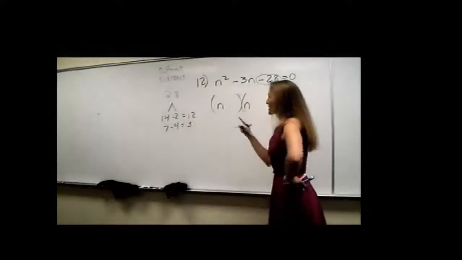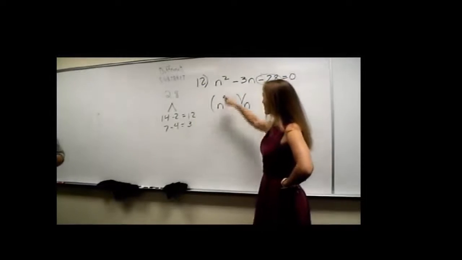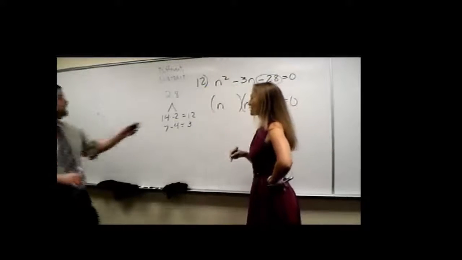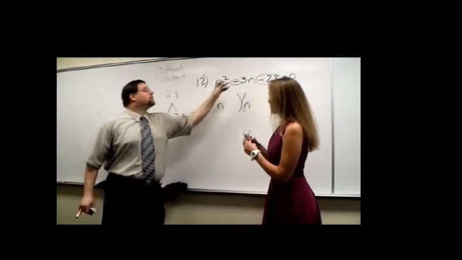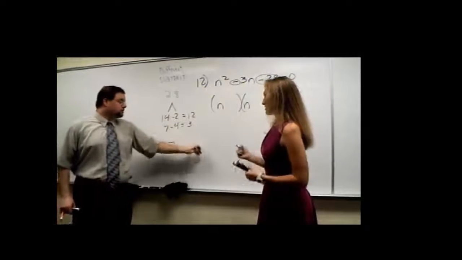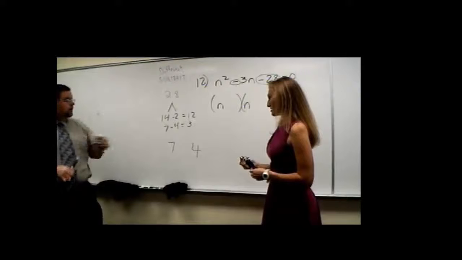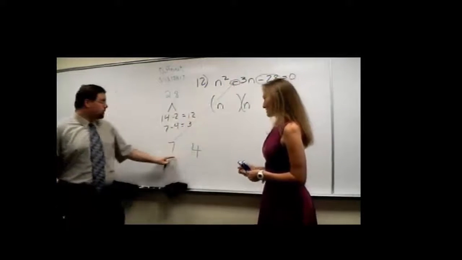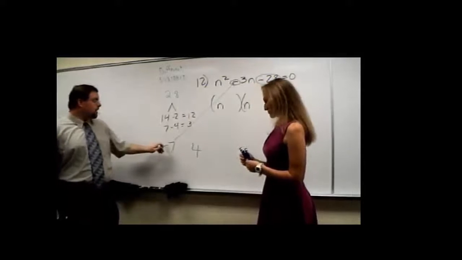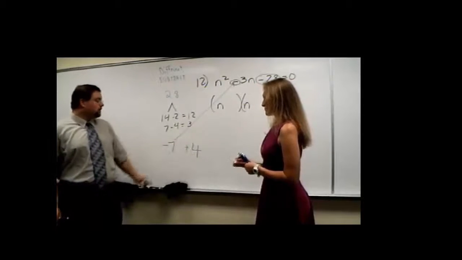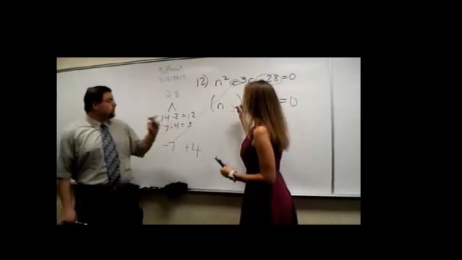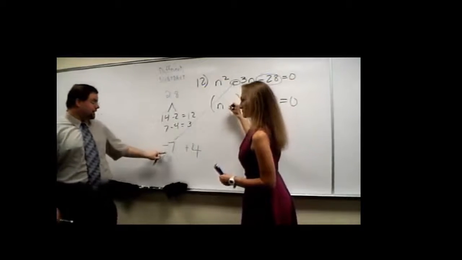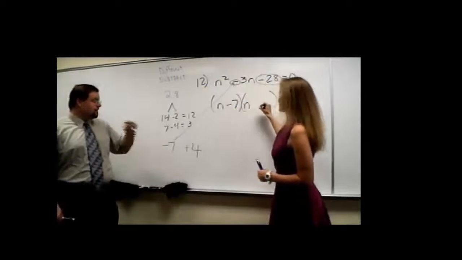Now, I see 3 here, but I don't really want a 3. What kind of 3 do I want? We want it to be a negative 3. So when the signs are different, you want the bigger number to match the sign in the middle. So 7 is bigger than 4, so 7 will be negative, 4 will be positive. So it'll be n minus 7, and then n plus 4.